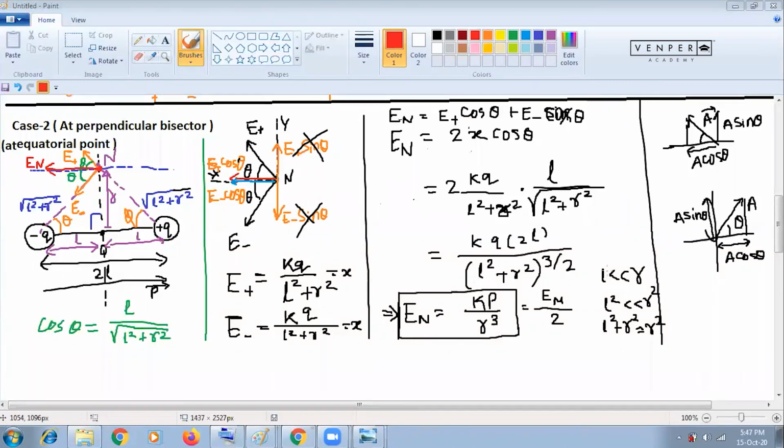Yeah, you see here L is very much less than R, because this L is the length of the dipole, that means the half length of the dipole, and dipole is very small. Are you understanding?